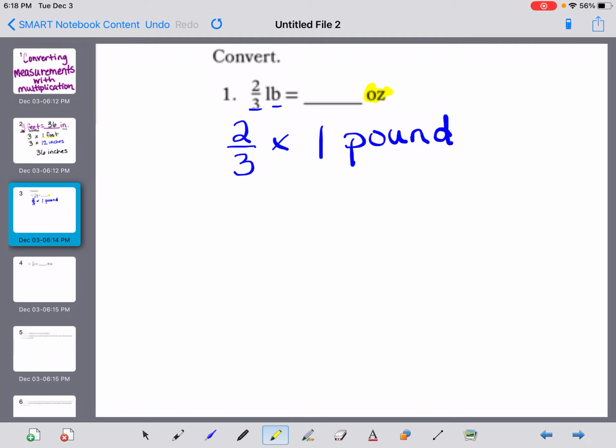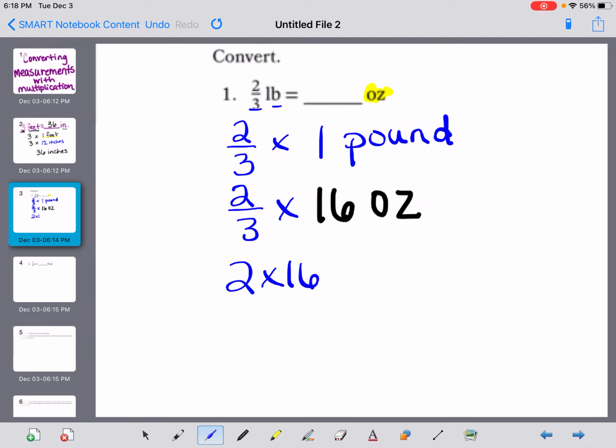So remember, we have our reference sheets in multiple places: our books, our binders, and on the wall. We can look up and see that 1 pound is also the same as 16 ounces. Now, we still have 2/3 of 16 ounces. This takes us back to multiplying a fraction by a whole number that we've been working on. We know that can look like 2 times 16 with 3 in our denominator.